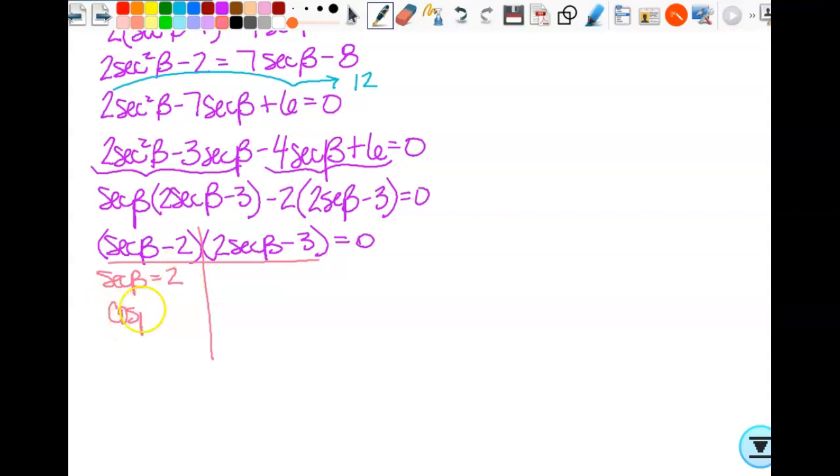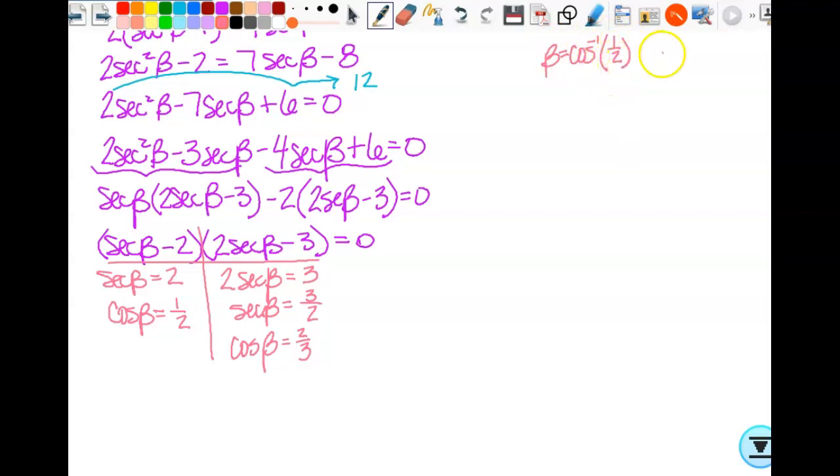Cosine. So cosine of beta equals 1/2. Then 2 secant beta equals 3. So secant beta equals 3/2, which means cosine beta equals 2/3. And then I'm going to move over here so I have some more room. So I end up with beta equals the cosine inverse of 1/2, and beta equals the cosine inverse of 2/3.